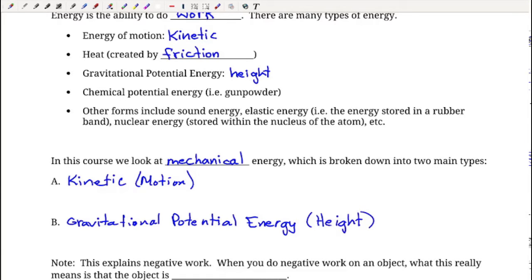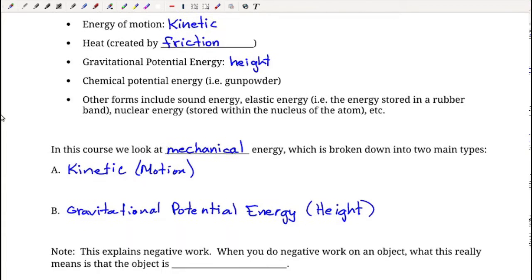And okay, so let's go back to, well, what does negative work mean? When you do negative work, what this really means is the object is losing energy. So you're taking energy away from the object. When you do positive work, you're giving the object energy. So when you push something to make it go faster, you're giving it more kinetic energy. And when you push against it to make it slow down, you're making it lose energy. You're taking away, you're doing negative work.